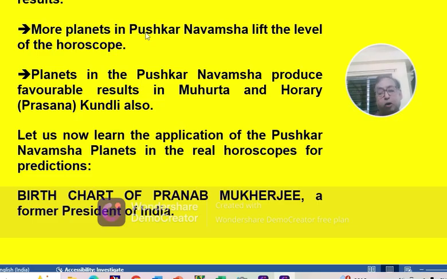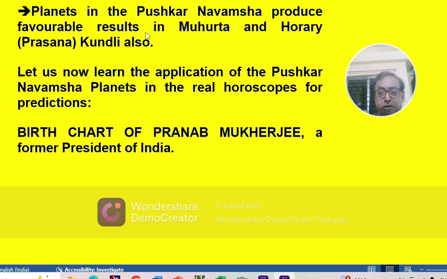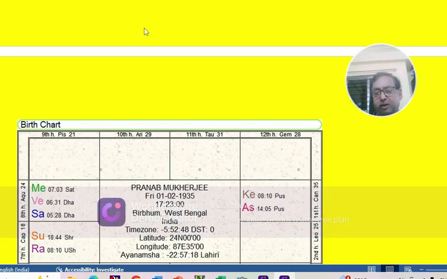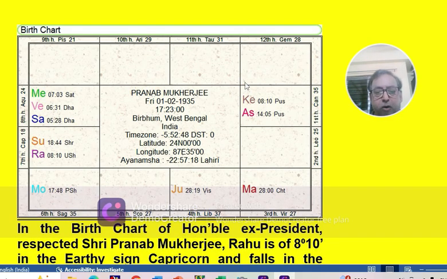Birth chart of respected Sri Pranab Mukherjee, a former president of India. We all know Pranab Mukherjee, an intelligent person, highly learned, highly educated, a person of knowledge and wisdom. Sri Pranab Mukherjee was the president of India. We are going to analyze his horoscope in this context. He was President of India a few years back.